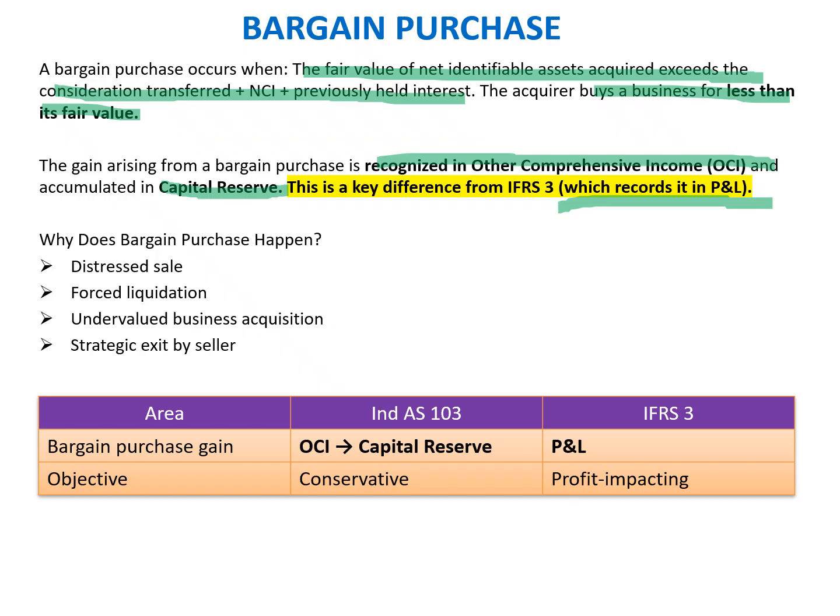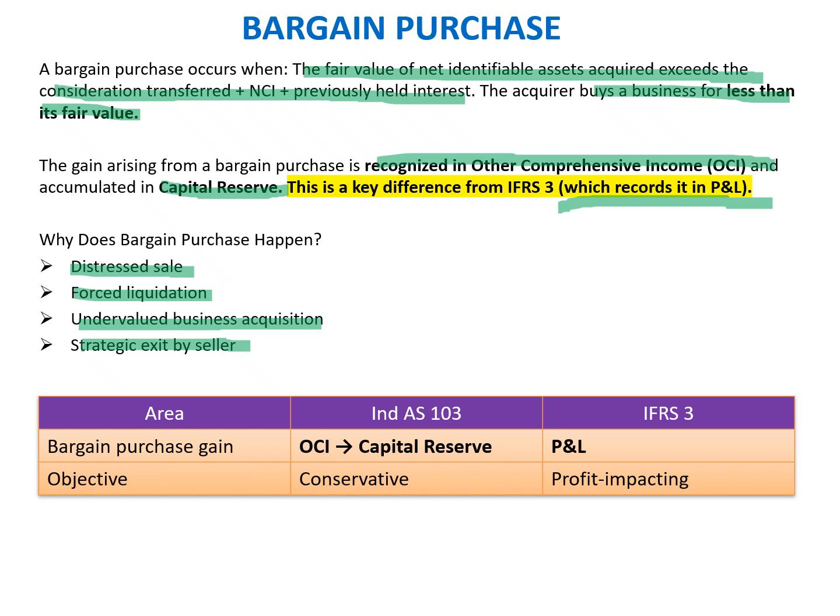So why does a bargain purchase happen? Basically it's a kind of distress sale, out of compulsion, forced liquidation, undervalued business acquisition, or a strategic exit by the seller. Any situation wherein the acquiree wants to exit a particular country and sell off the operation, or there's a tight situation and he wants to get rid of his business, or it's a forced liquidation from an order of the court or the regulatory authority. All these situations would result in a bargain purchase, where the consideration paid is less than the fair value of the assets acquired. So there is a profit to the acquirer, and that profit is nothing but the capital reserve, which is classified under OCI.